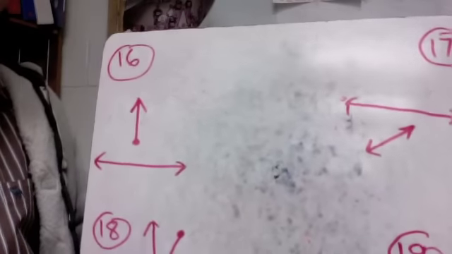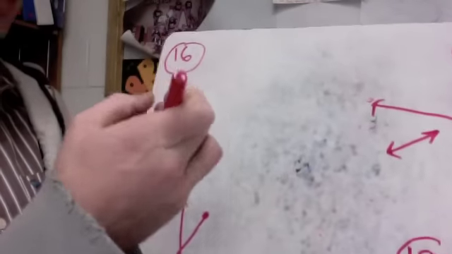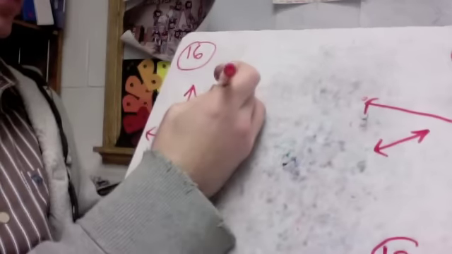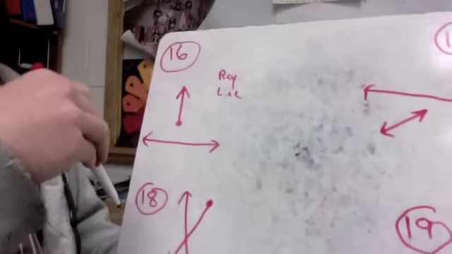16, 17, 18, and 19 may have been a little trickier than the other ones. So we'll start with 16. 16, we definitely have a ray, and we definitely have a line. Now, they look like that's making a 90-degree angle, but the only problem is they don't actually ever touch or cross.